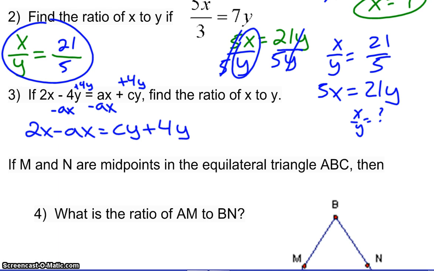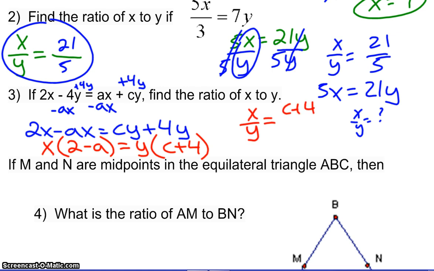Now, in order to get x over y, we need to isolate each variable on each side. So we're going to factor out the x on the left and factor out the y on the right. And now that we have them factored out, we can set up x over y by dividing by y on the left side, and then dividing by 2 minus a. That finds out what the ratio of x to y is equal to.